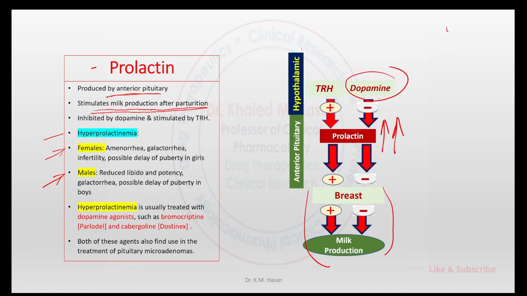So what we have here is dopamine agonists, such as bromocriptine and cabergoline. Bromocriptine and cabergoline are considered dopamine agonists, and this medication is used for patients with hyperprolactinemia.